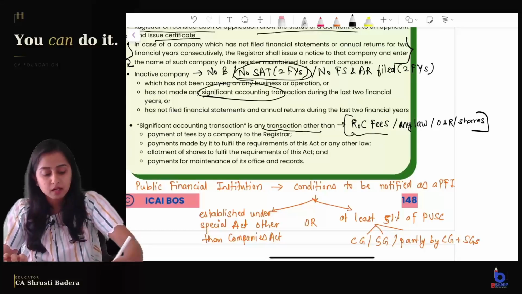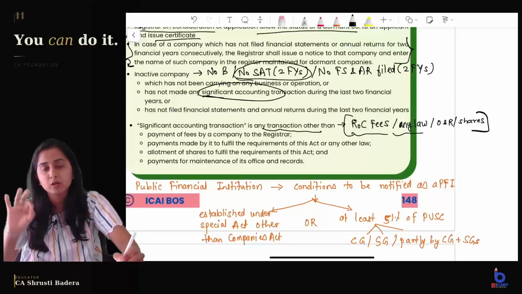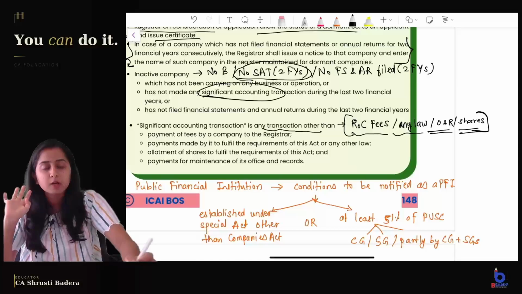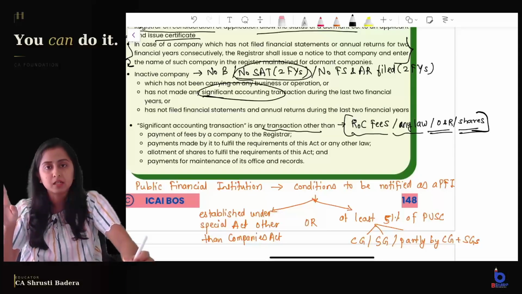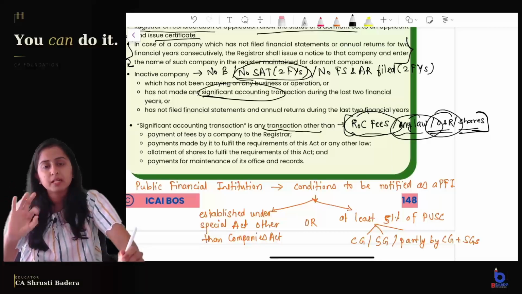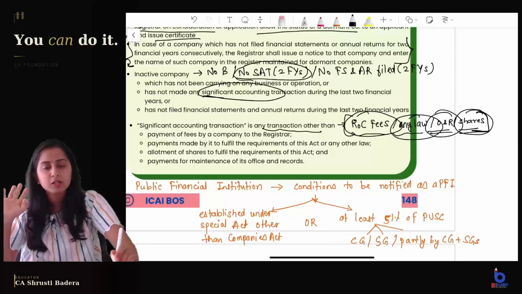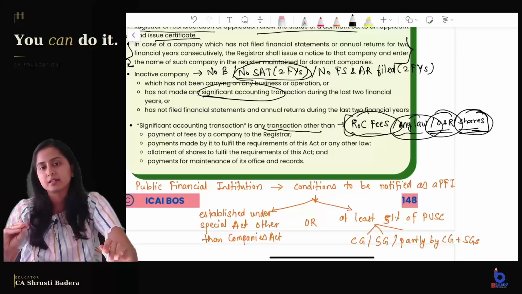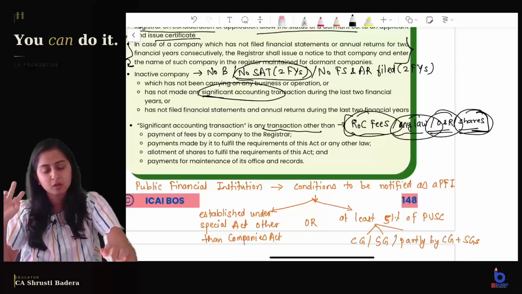Paying fees to the ROC, any prescribed fees if you have to pay to follow the Companies Act or any other law. Any payment for maintenance of office and records, and allotment of shares. 4 things. Paying fees to the ROC, any payment for fulfilling the requirements of Companies Act or any other law, any payment made for maintenance of office and records, and any allotment of shares to fulfill the requirement of Companies Act. These 4 transactions are not termed as significant accounting transactions, and any transaction other than this, if you do, you cannot become a dormant company.